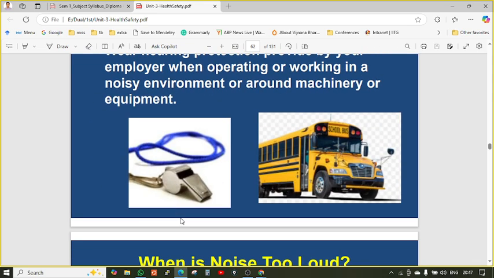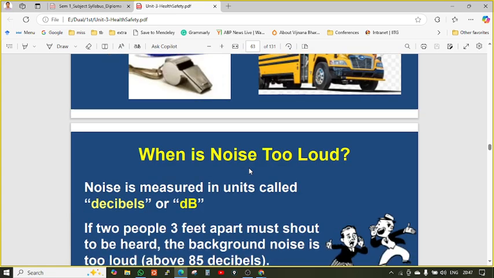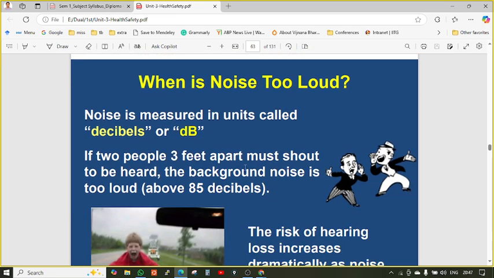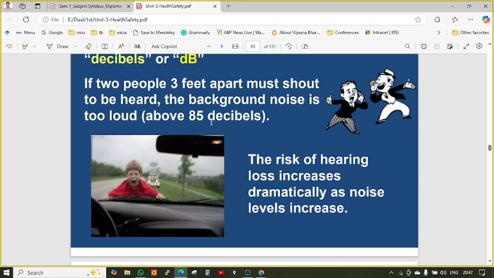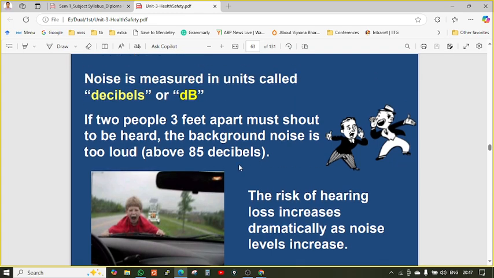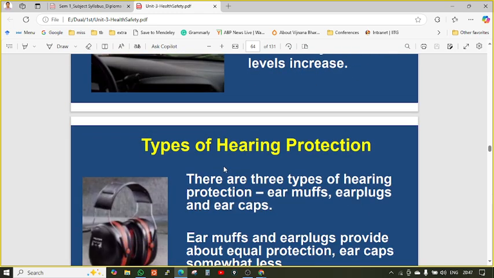So using proper protection is important. In cities, you find irritating noise or whistles from vehicles, and that also causes some hearing loss. When noise is too loud, the unit of noise is the decibel. Loud means above 80 to 85 decibels. Such noise is very risky to hearing, and your ear may get damaged. So above 85 decibels, you should avoid these things.